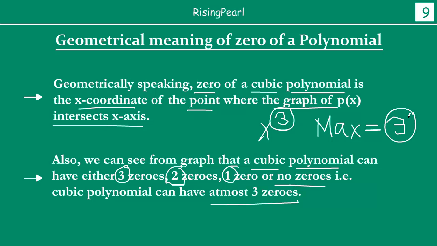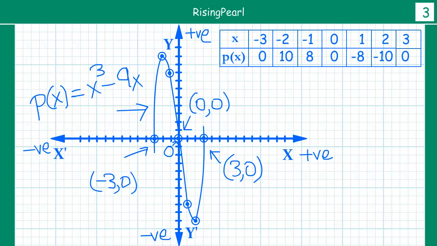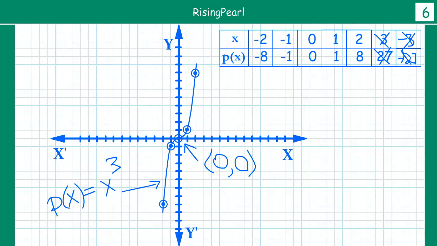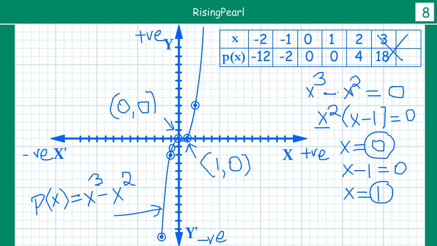It may have less than 3, that is, it may have none. It can have 1, it can have 2, it can have 3. It can never have 4 or any more than 3. And just very briefly, this was the example where we saw 3 zeros of a cubic polynomial. In this example, we saw 1 zero of a polynomial. And in the last example, we saw 2 zeros of a cubic polynomial.